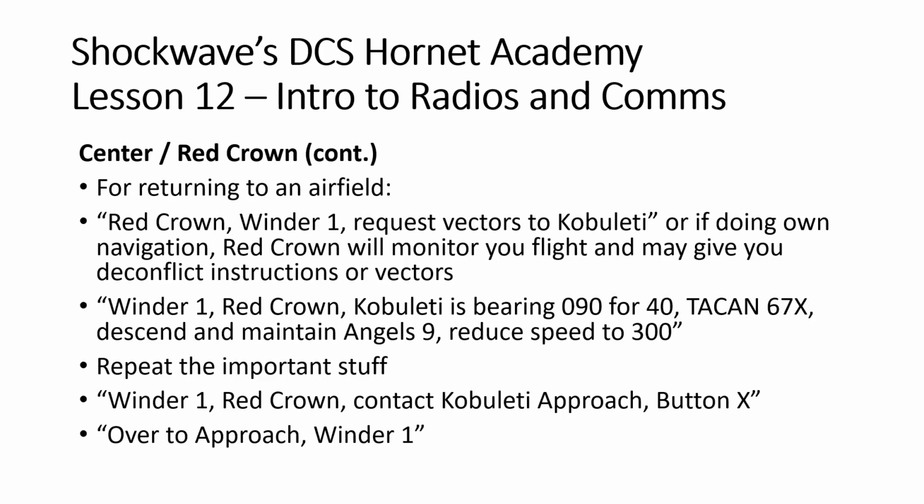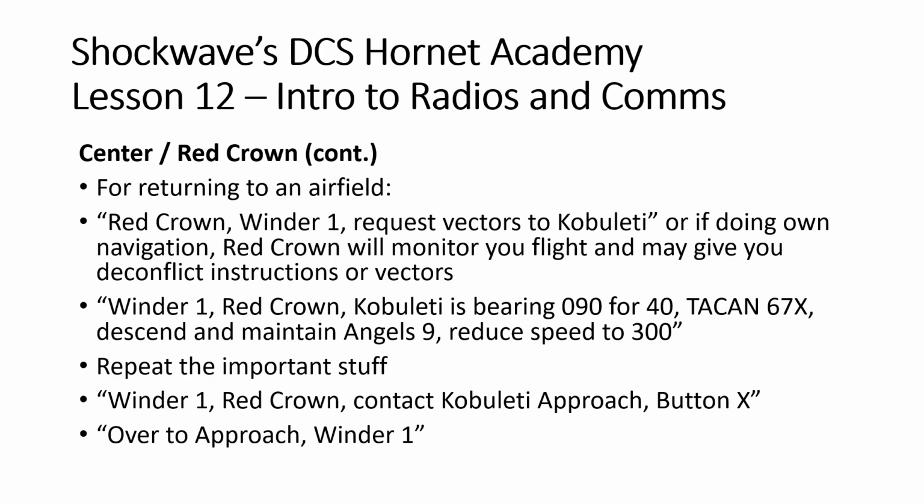When you're returning to an airfield and you're on Red Crown, let's say you wanted to go to Kobuleti. You would probably say something like, "Red Crown, Winder 1, request vectors to Kobuleti." Or if you're doing your own navigation, Red Crown will monitor your flight and may give you instructions, saying, "Hey, Winder 1, turn right heading 200," and maybe tell you there's traffic or something like that. There could be many things, so the important thing is to understand the general gist of it. Don't focus on all the details.